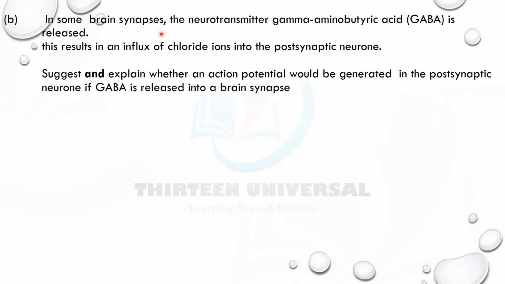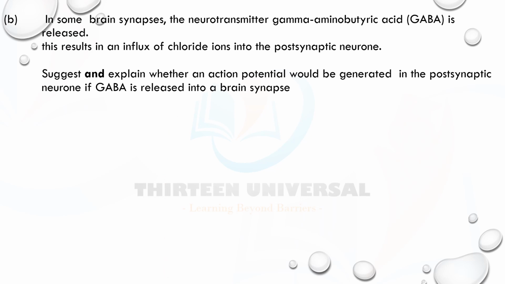All right, let's go to the next question. In some brain synapses, the neurotransmitter gamma aminobutyric acid, GABA, is released. This results in an influx of chloride ions into the postsynaptic neuron. Suggest and explain whether an action potential would be generated in the postsynaptic neuron if GABA is released into the brain synapse. Remember that chloride ion is a negative ion. So pause this video and try to solve it.